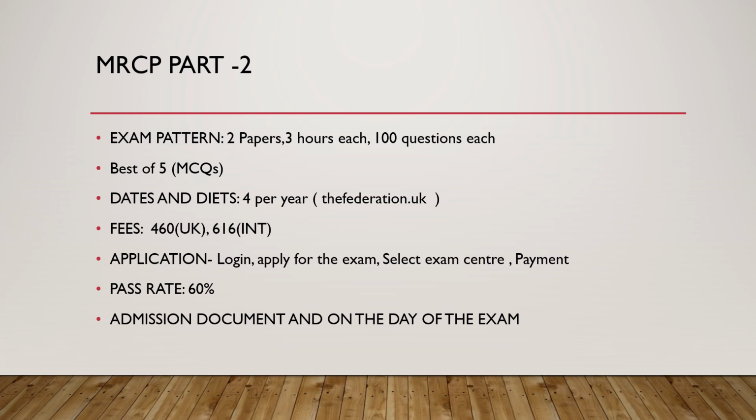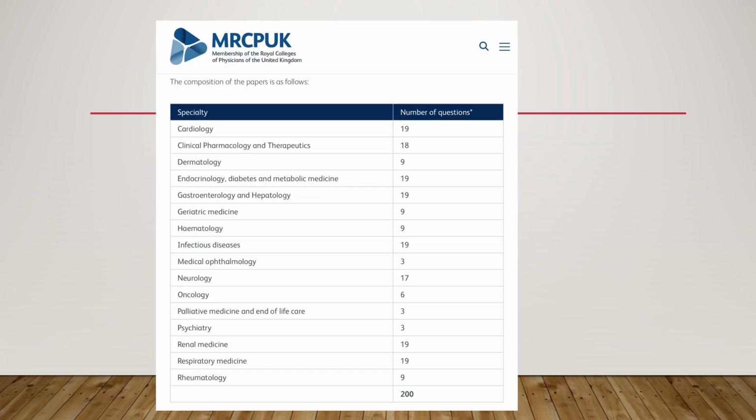In the same way, the exam starts, and you will be sitting 3 hours straight with the question booklet, and you have to bubble the OMR sheet with pencil. After these 3 hours, you'll have a short break for 1 hour, and then you have to write the second paper for 3 hours. So this is what happens in the exam. For part 2, this is the format. These are the number of questions that are expected from each specialty. You can go through all of this on the federation.uk website.